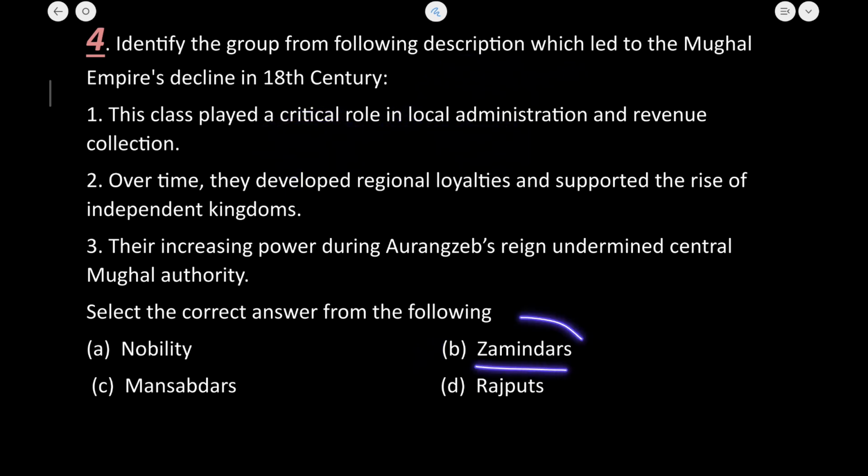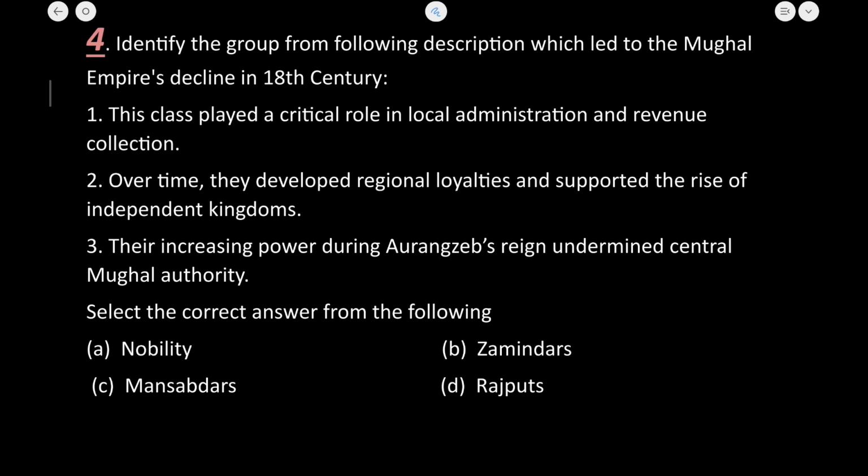Now these zamindars were the hereditary owners of the land, but the jagirdars were not the hereditary landowners. Whoever gave good performance was given the jagirdari, the powers under the jagirdari system. The position was not hereditary, which was the case in the zamindari system. So this is the basic thing. As questions come, we will discuss the rest of these. So the correct answer to this question is zamindars.